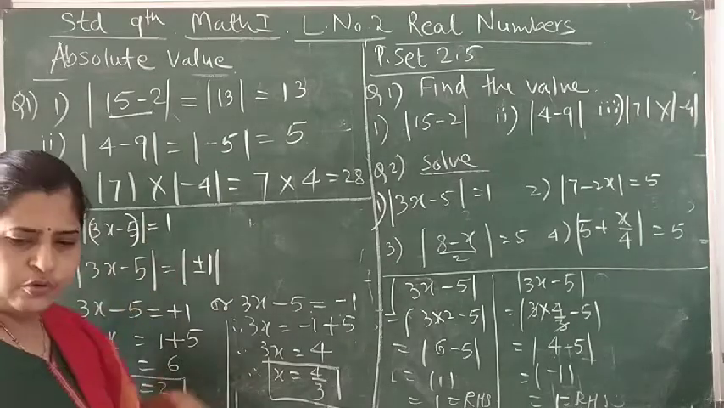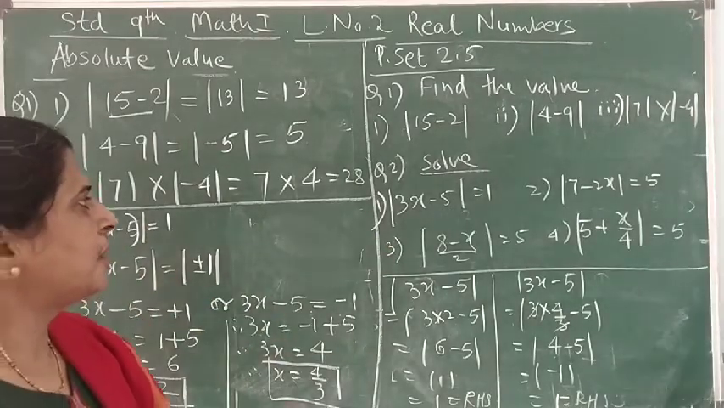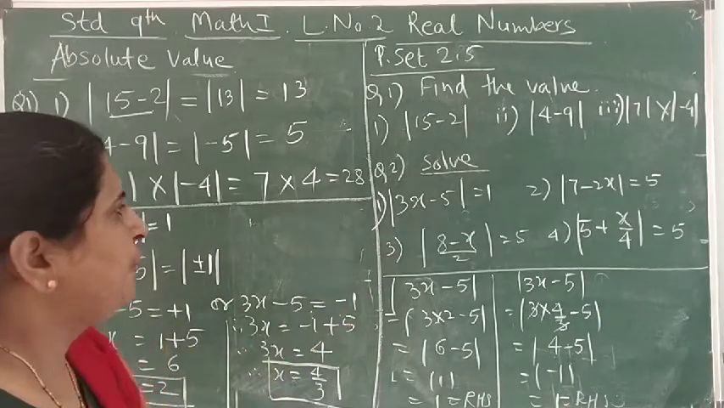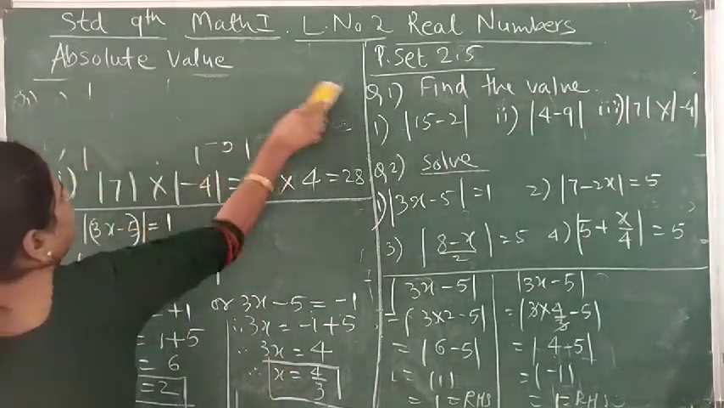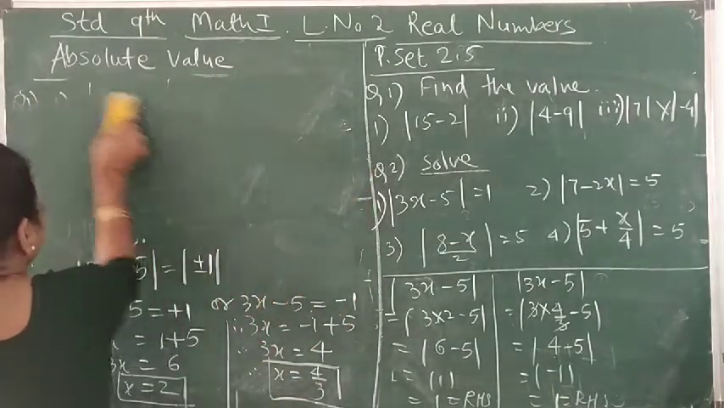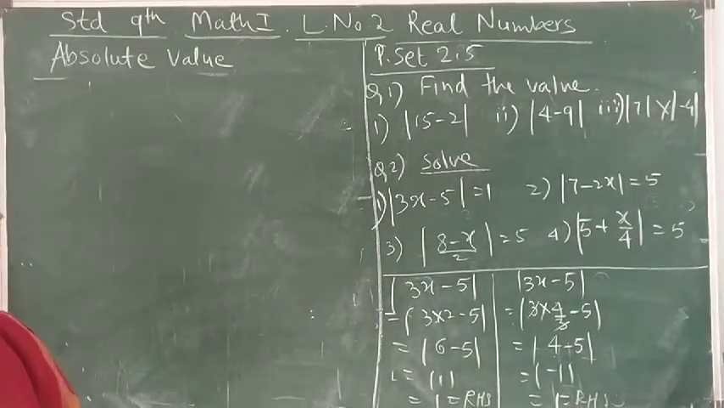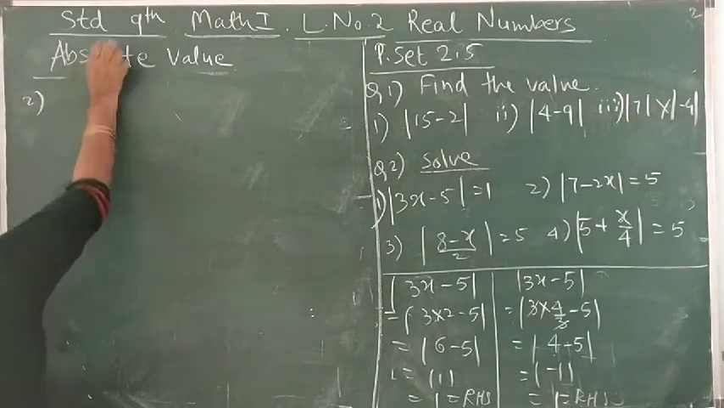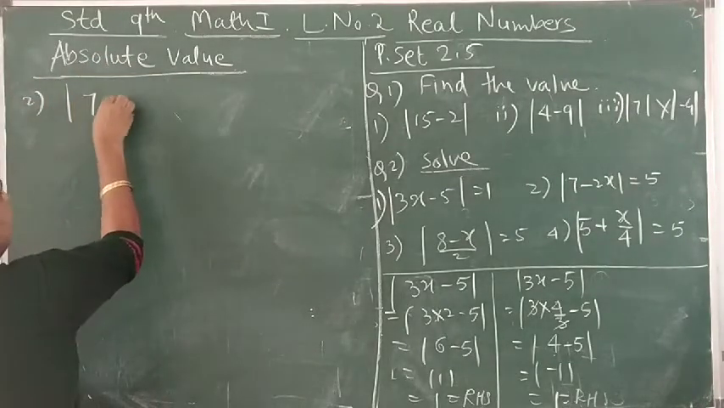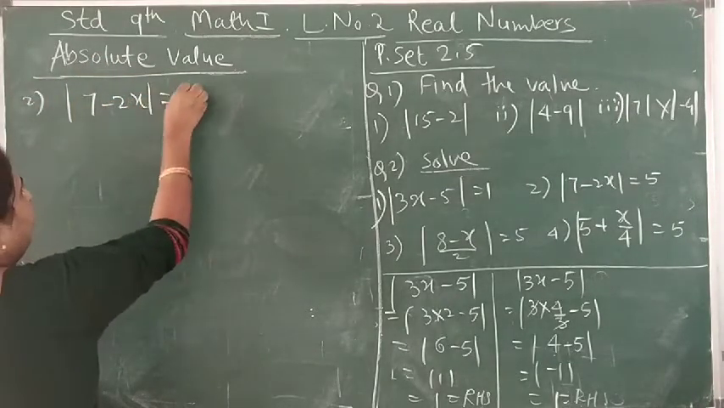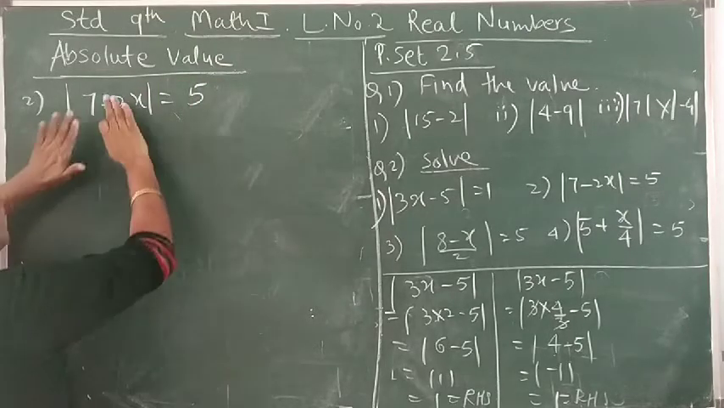So this way we have to solve this question number 2. Let's solve one or two more, so you will understand this concept clearly. Now if I take the second one here, the absolute value of 7 minus 2x is equal to 5.